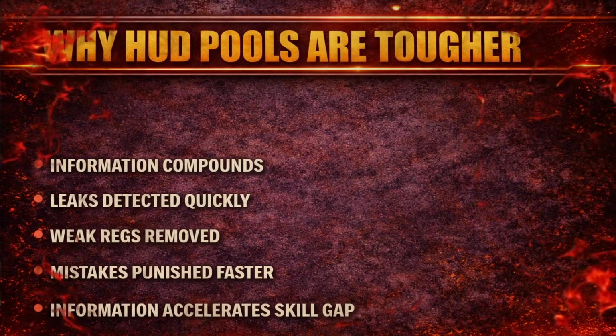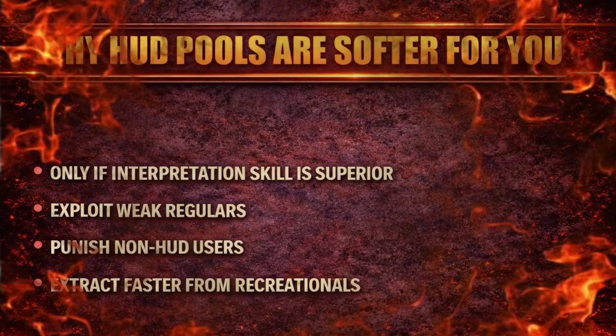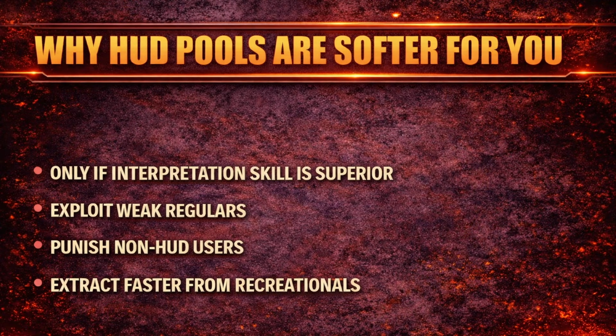In HUD pools, information compounds. Leaks are detected quickly, weak regulars disappear, mistakes get punished faster, and most importantly, information accelerates the skill gap. HUD pools are tougher overall, but they can be softer for you if your interpretation skill is superior. You can exploit weak regulars, punish players who misread stats, extract value faster from recreationals. The HUD doesn't create the edge, interpretation does.